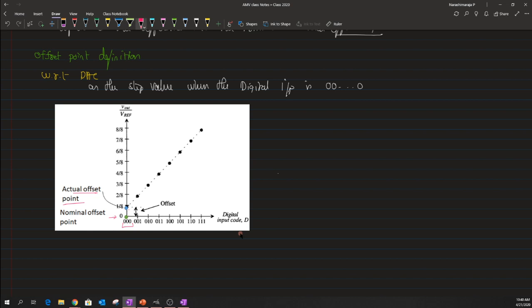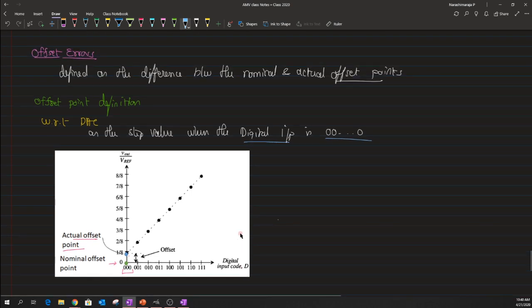Hope that this definition is clear, and the way to read out the offset point is by ensuring that the digital input fed to the data converter, or basically fed to the DAC, is all equal to 000. So this is the definition of an offset point, and the difference between the actual and the nominal offset point gives us the offset error of this data converter.